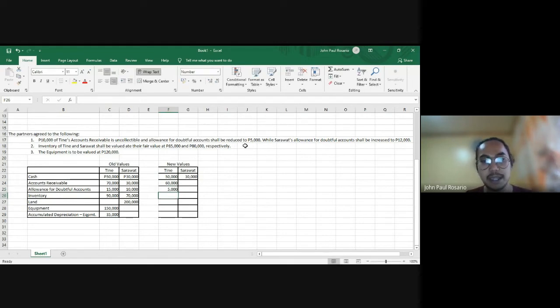So, it doesn't mean, guys, that it became 5,000 because we wrote off 10,000. It could be the reason, because when you write off your receivable, your entry is a debit to allowance, because the normal balance of your allowance for doubtful accounts is a credit. So in reducing it, you have to debit it, amounting to 10,000, and then you credit your accounts receivable.